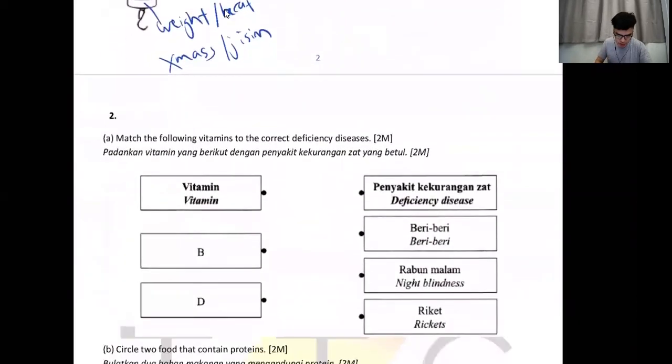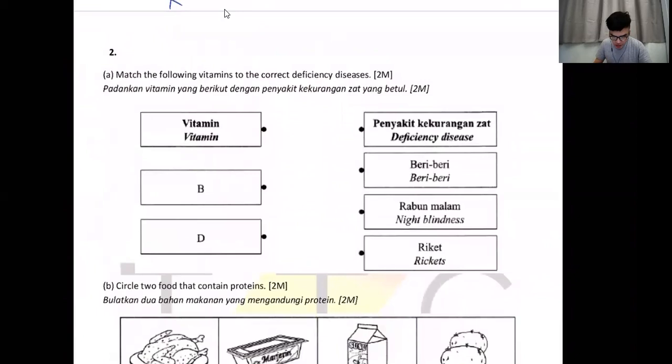Anyway, number 2, match the following vitamins to correct deficiency diseases. When you lack vitamin B, you will get beriberi. Basically, beriberi is a nerve disease. Whenever you see vitamin B, it has something to do with your nerve. This is why if you lack vitamin B, you become very tired. Beriberi is like muscle cramp and nerve weakness.